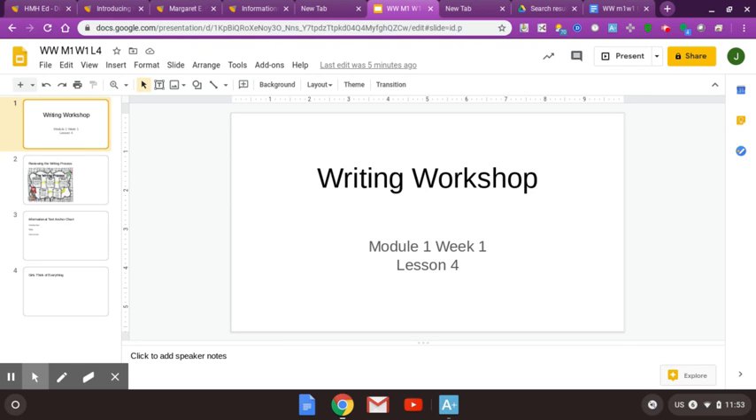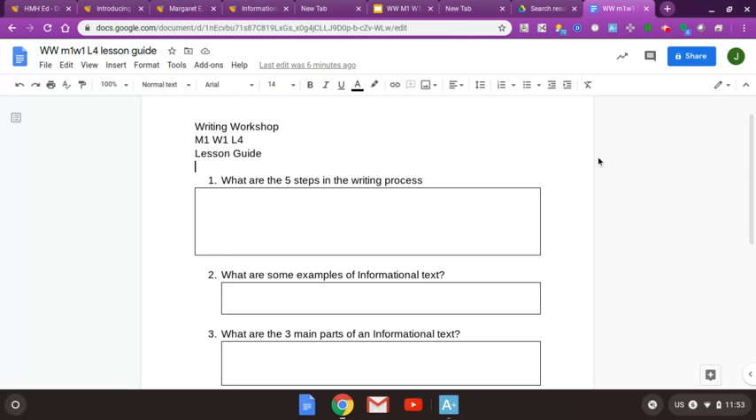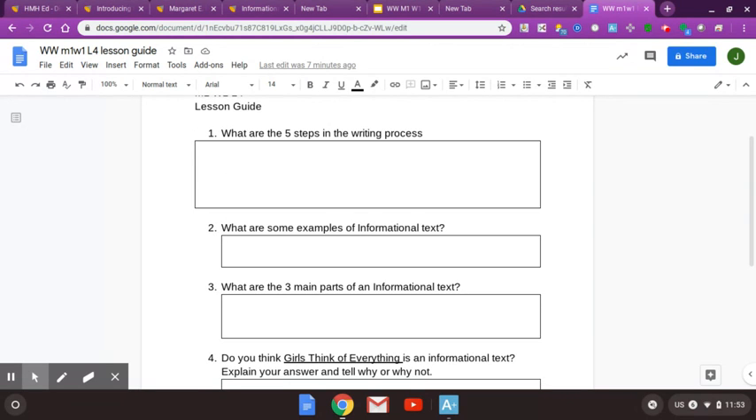We are going to begin our work today, and we are in Lesson 4. So let's take a little bit of a look at what our objectives are for today. Today, we're going to be looking closely at finding information on these topics. First of all, we're going to be learning about the writing process. So one of our questions in our learning guide today is, I want you to tell me, what are the 5 steps in the writing process?